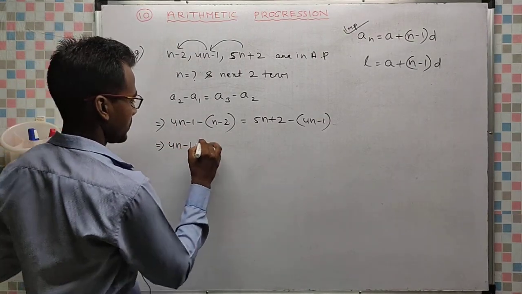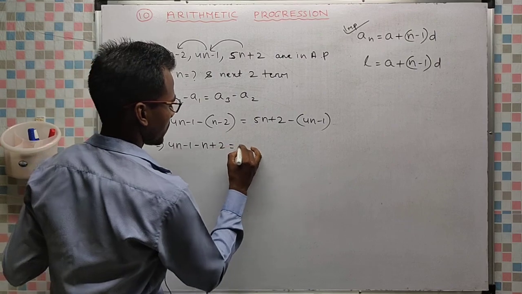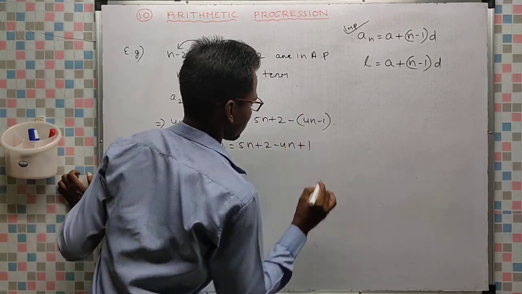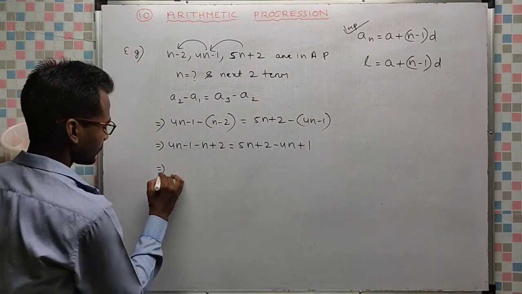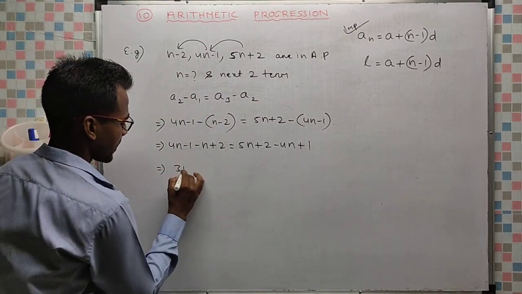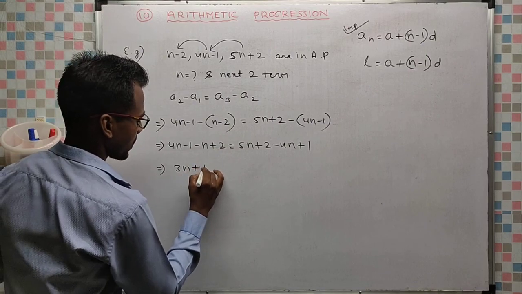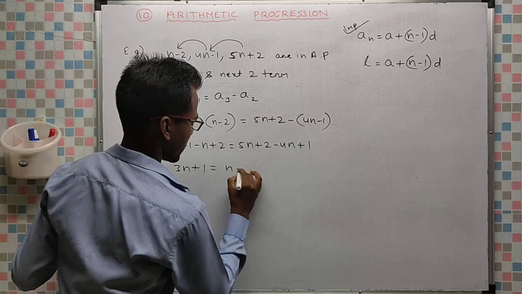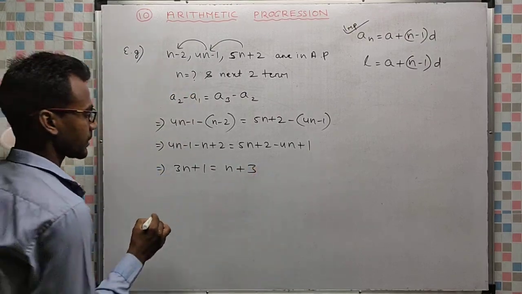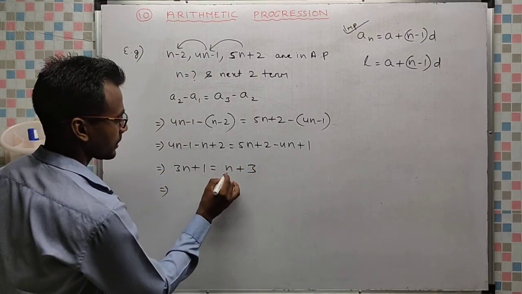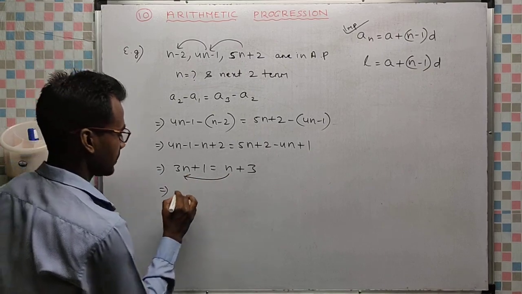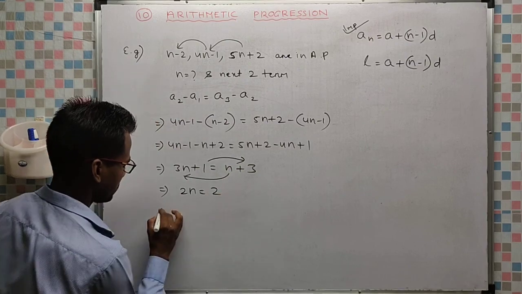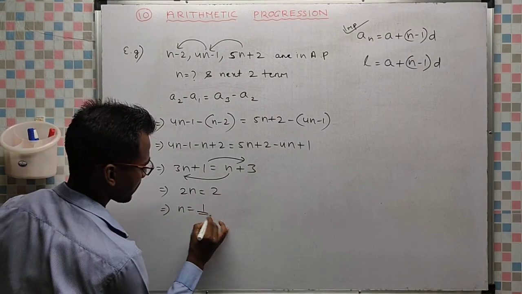So 4n minus 1 minus n plus 2 is 5n plus 2 minus 4n plus 1. 4n minus n is 3n, minus 1 plus 2 is 1. 5n minus 4n is n, 2 plus 1 is 3. This is a linear equation, you can easily solve it. So 3n minus n is 2n, 3 minus 1 is 2, so clearly n is 1.